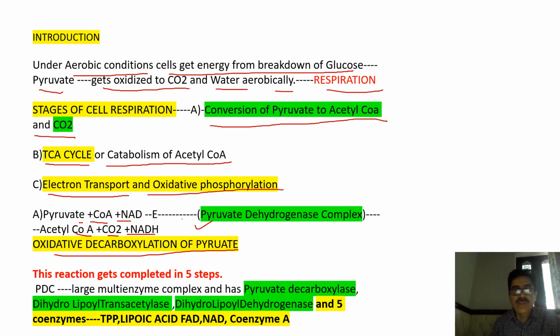The pyruvate dehydrogenase complex is a large multi-enzyme system comprising three enzymes: pyruvate decarboxylase, dihydrolipoyl transacetylase, dihydrolipoyl dehydrogenase, and it also includes five coenzymes: TPP, lipoic acid, FAD, NAD, and coenzyme A.